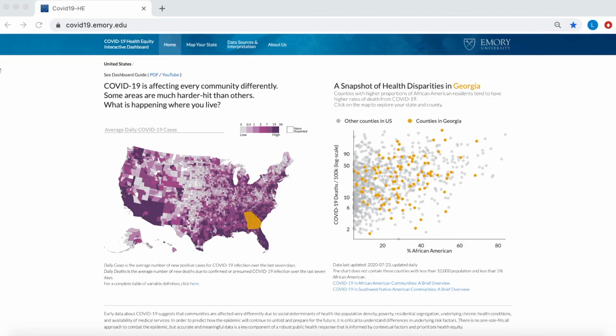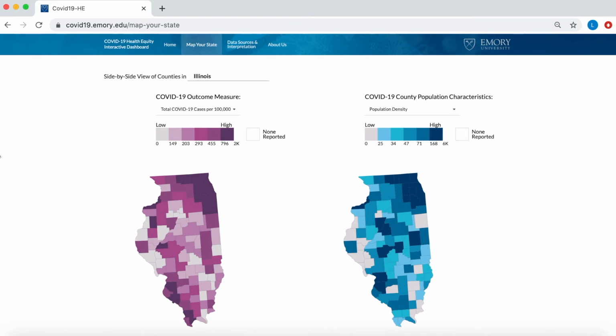Looking at county comparisons on the COVID-19 Health Equity Dashboard, we can find some clear visual representations of COVID-19 case rates in different population density areas. To start visualizing, click on the tab Map Your State. By selecting a state and next selecting cases under COVID outcomes, and finally selecting population density in county population characteristics, you can map side by side these relationships in a state of your choosing.